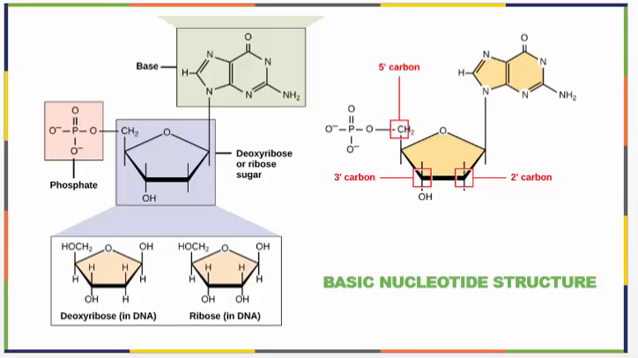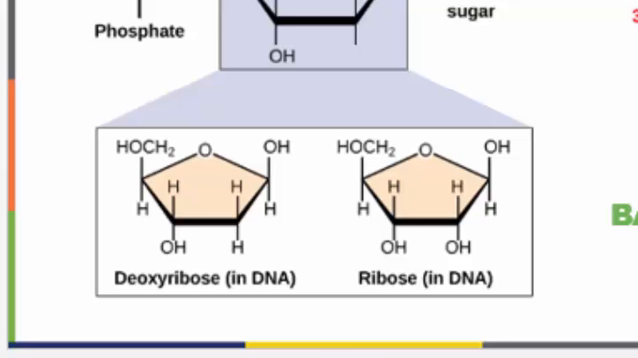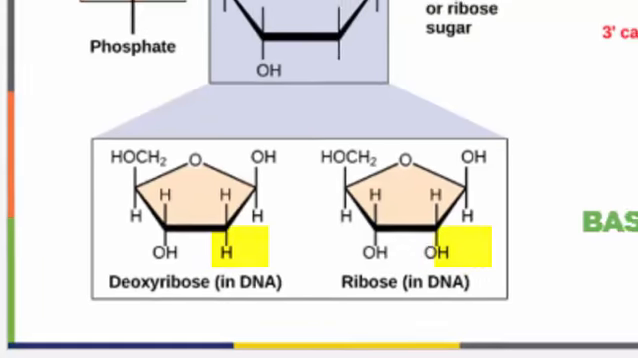The two types of pentose that can be found in nucleotides do vary. We have a different sugar in DNA than we do in RNA. Deoxyribose, which is the sugar found in DNA, is really similar to the sugar found in RNA, known as ribose, but it has an H rather than an OH at the number 2 position.